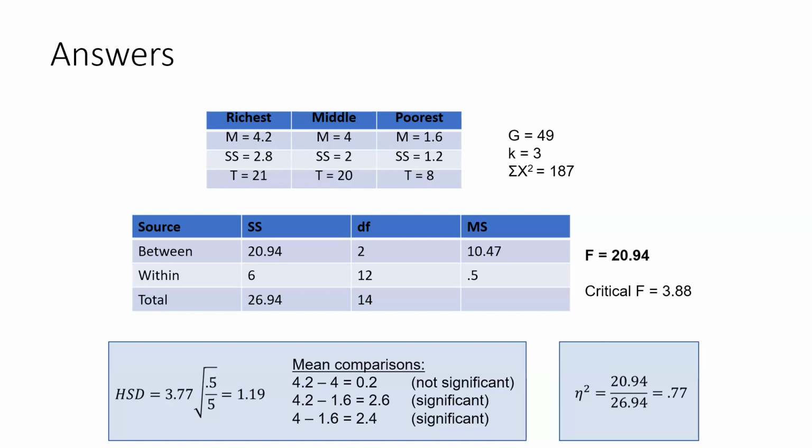and you'd say post hoc tests, probably specify the type. Tukey's HSD post hoc tests indicated that the richest Americans were happier than the poorest, and the middle Americans were happier than the poorest. But the richest and the middle were not different from each other. And that's how you do it.